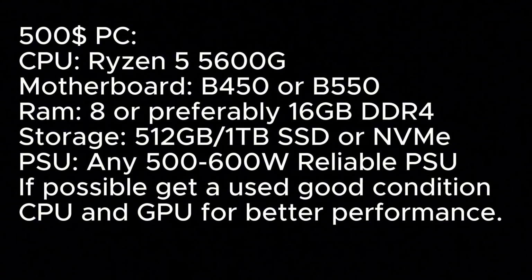$500 budget PC. A $500 PC is good for schoolwork, web browsing and some light gaming, but if you use used parts or get some deals, you could use them for heavy tasks and gaming as well. Examples of some parts you could use are: for the CPU you could use the AMD Ryzen 5 5600G, the G stands for built-in graphics. For the motherboard you could use a B450 or B550 motherboard.